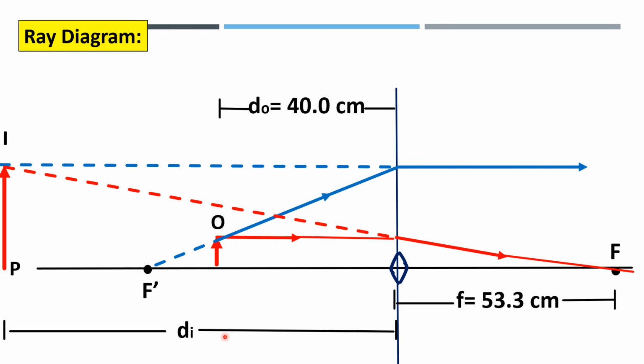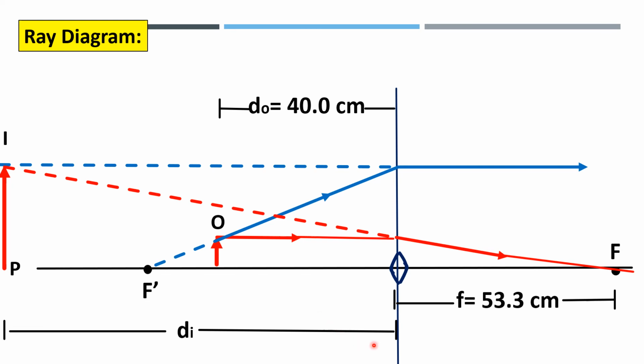Had you come up with correct scaling, when you scale these quantities correctly, you could have determined the image distance simply by drawing and measuring using a ruler. But since we did not follow scaling here, we just relied on the result of our computation. Nevertheless, this is how you are going to do the ray tracing diagram.